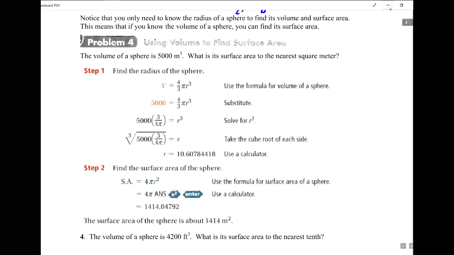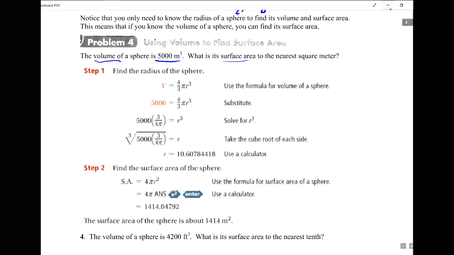That means if you know either one of these, you can find the other one. So we did circumference before and found the radius and used that to find surface area. So now we are given the volume is 5,000 cubic meters and we want surface area. Well, we know our formula for volume.